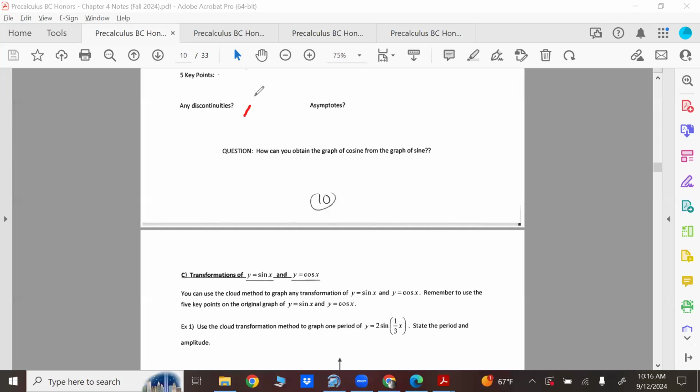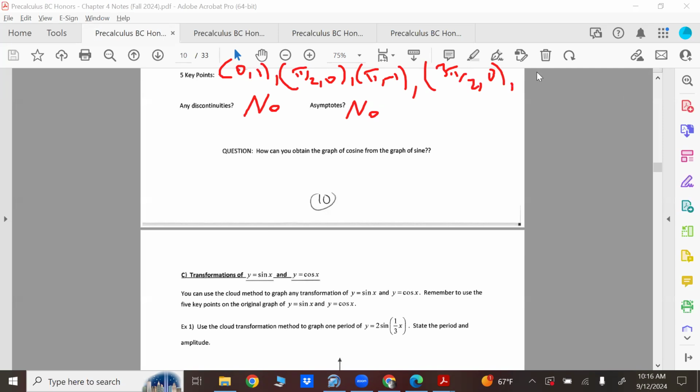So more things we have to say here, really just get them out of the way. No discontinuities, no asymptotes, key points 0, 1, pi over 2, 0, pi comma -1, 3 pi over 2 comma 0. I know this is very redundant, but I just want to be consistent here, right? Consistency is good. 2 pi comma 1, sorry. So it does this, right? High, mid, low, mid, high.